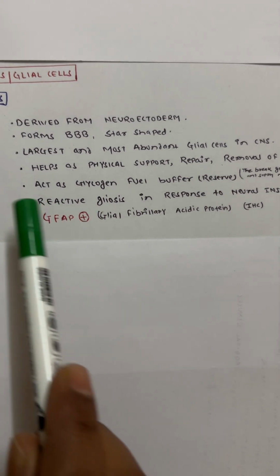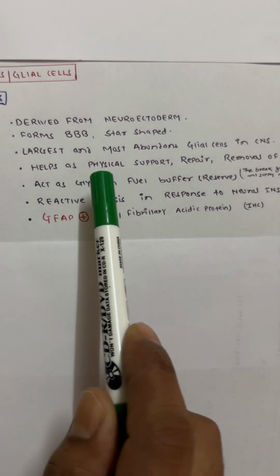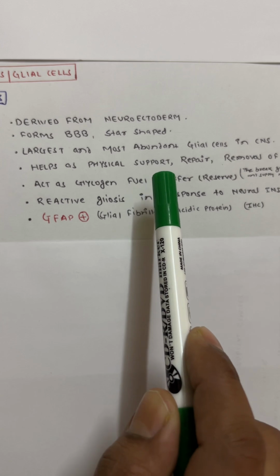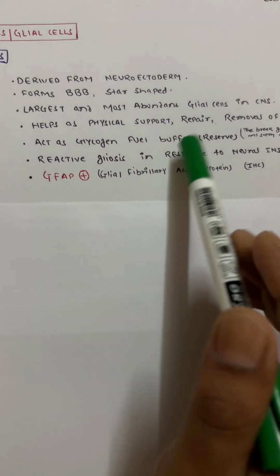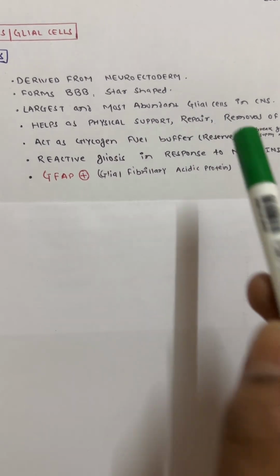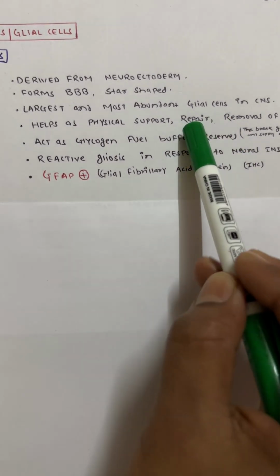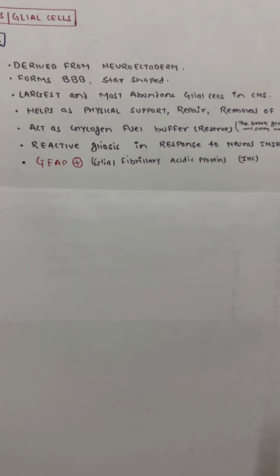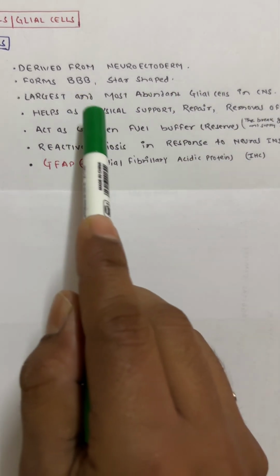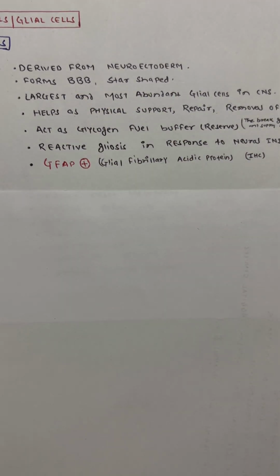While talking about its functions, it provides physical support, and it also helps in repair if there is any damage in the CNS, and it also helps to remove excess neurotransmitter. Whenever there is excess neurotransmitter in our brain, there will be overstimulation and it will cause damage. So the astrocyte helps us to remove the excess neurotransmitter in our brain.